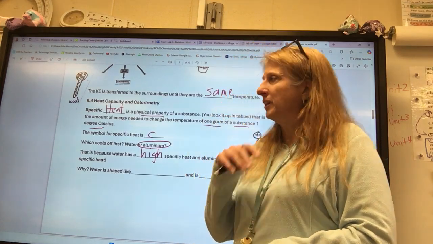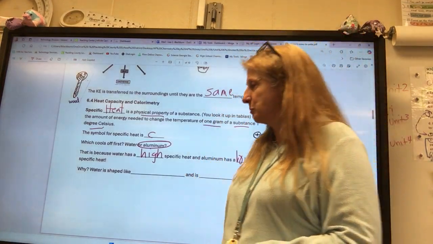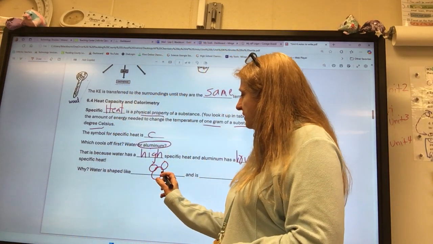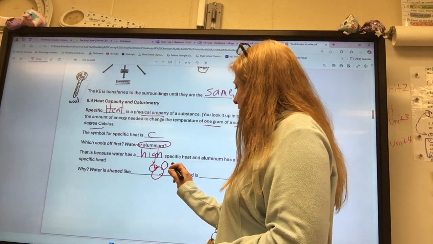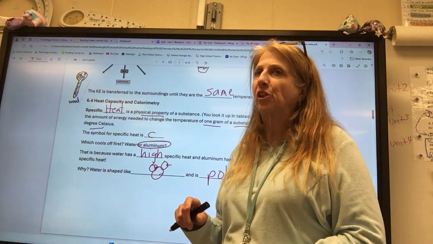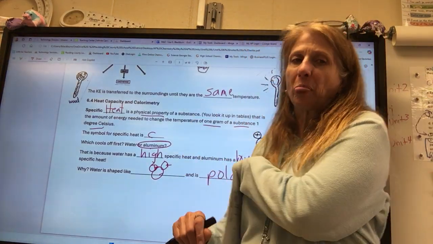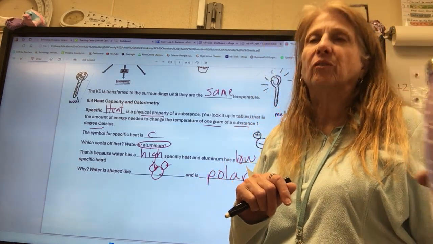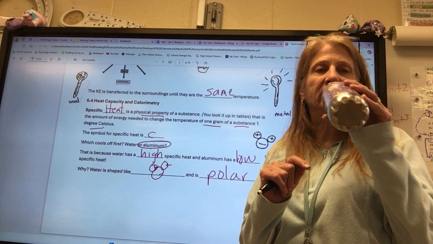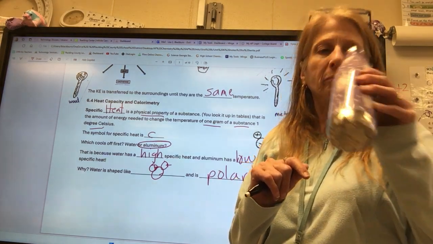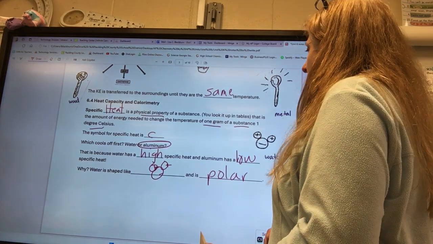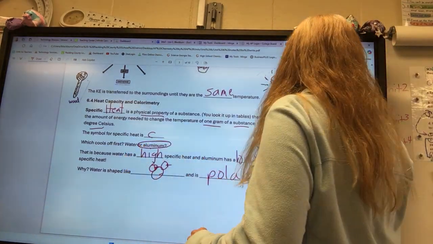Well, that's not really an answer. Why does water have a high specific heat? Well, it's because of its shape. It's negative oxygen, positive hydrogens, and it's polar. Those positive and negative ends stick to each other really hard, and it sticks to itself, and it resists change. It's inertia. It does not want to change. It takes a long time to heat up, and once it heats up, it doesn't want to cool off. It wants to stay hot.